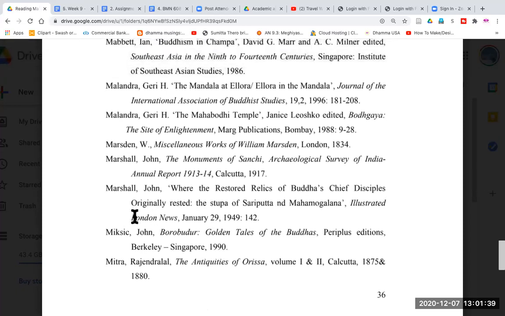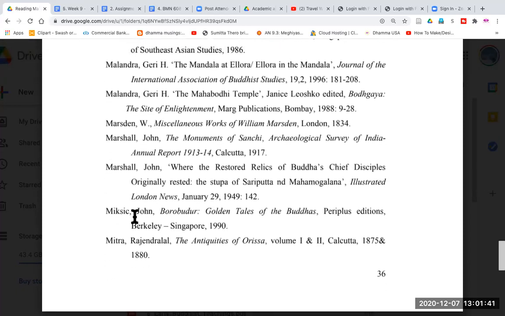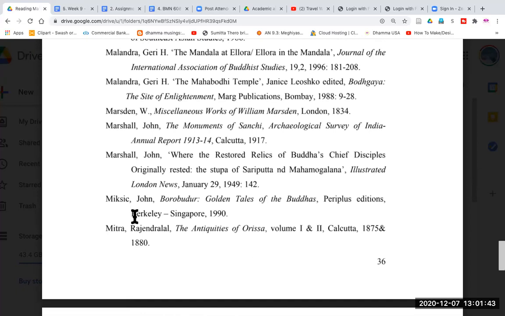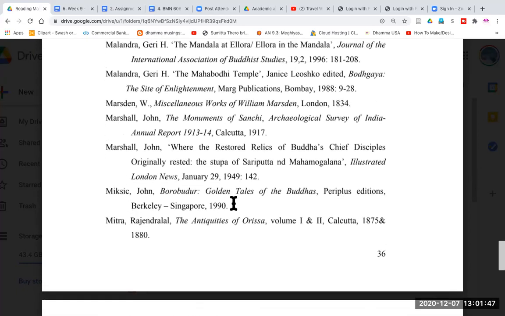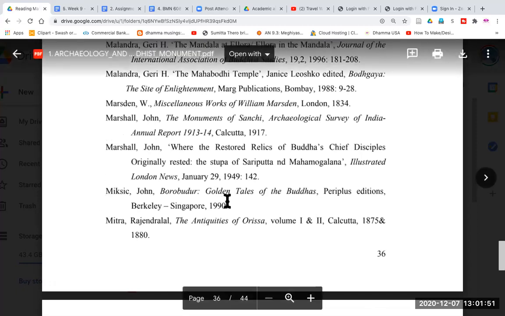Okay, maybe this one. We don't have, okay, I got it. So why don't we have the page numbers here? Definitely we don't have, because this is the end of the, so this one is a book.